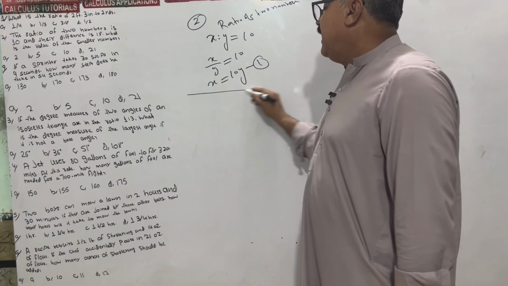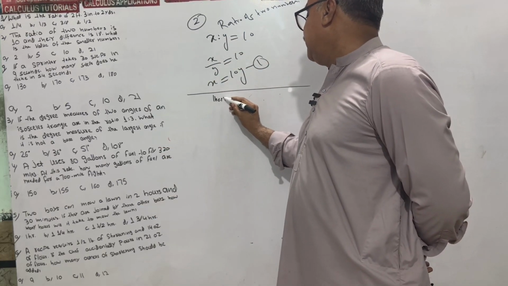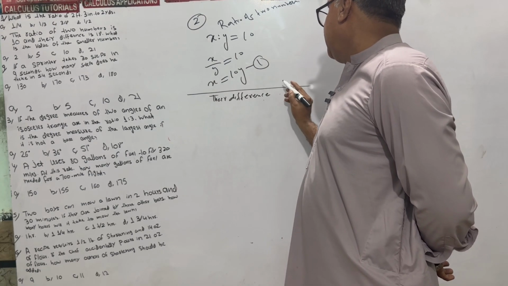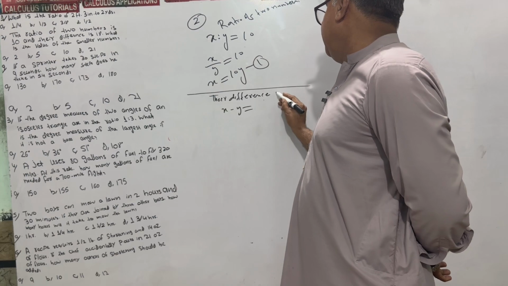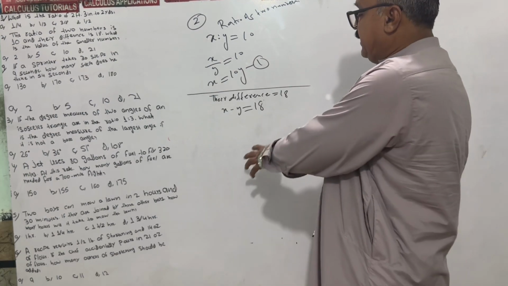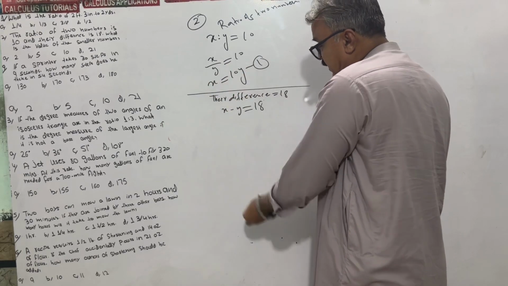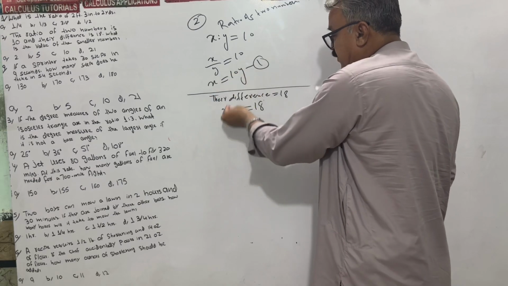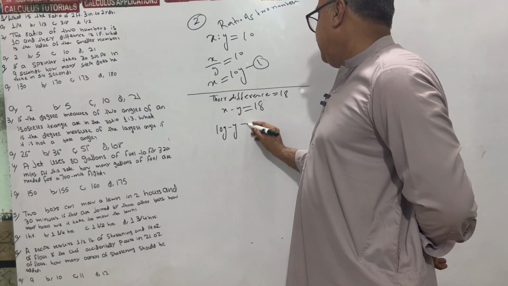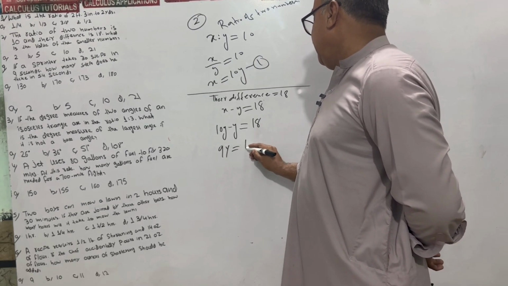It's equation number 1. And the second, their difference is 18. Their difference x minus y is equal to 18. Just replace x, instead of x plug in 10y. So I can write 10y minus y is equal to 18. 10y minus y is 9 times y, equal to 18.